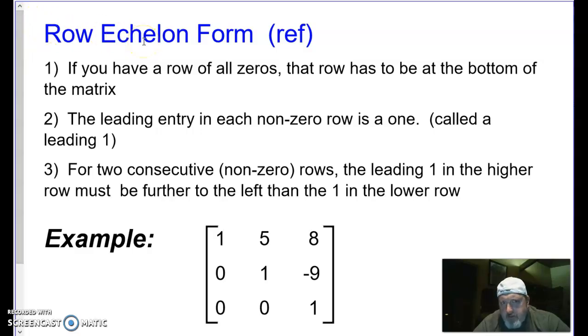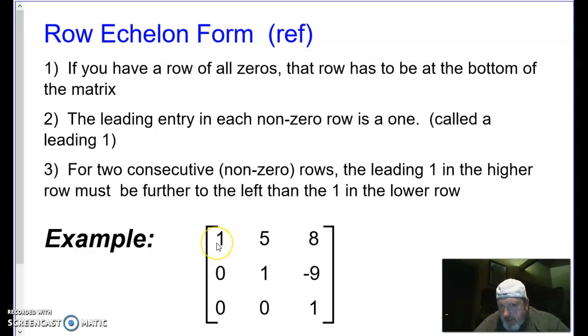In order to have a matrix in this form, if you have a row that's all zeros, that row has to be at the bottom of the matrix. That doesn't happen often, but occasionally we'll see that. If you get all zeros to be in row echelon form, you got to throw it to the bottom. Any other row, the leading entry in each row has to be a 1. And if you have 2 consecutive non-zero rows, the leading one in the higher row has to be further left.